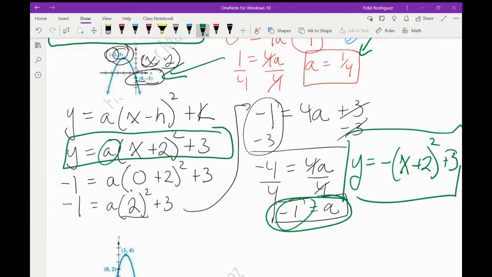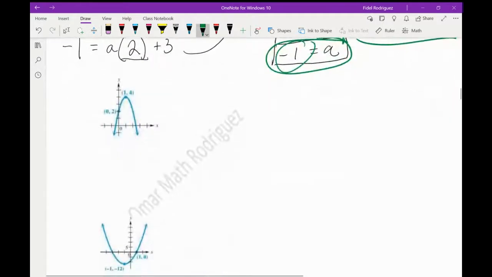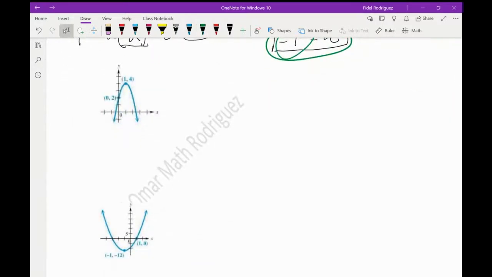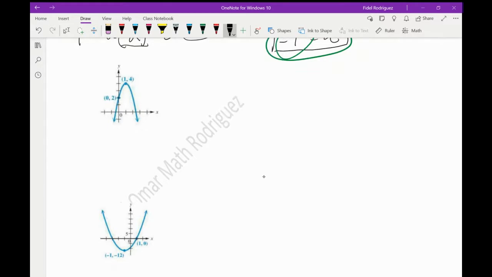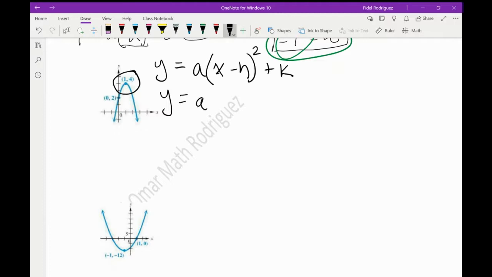Okay, so we're going to do the same type of thing here. Same types of problems, guys. Okay, let's take a look. All right, so I'm going to write out my equation. Y equals A times x minus h squared plus k. Okay, here's my vertex, 1 and 4. So y equals A times x minus 1, squared, plus 4.